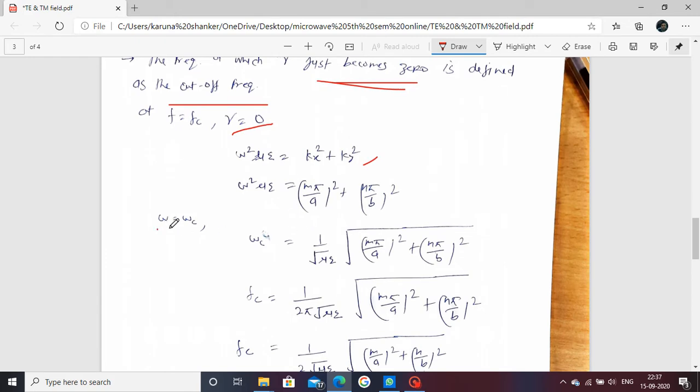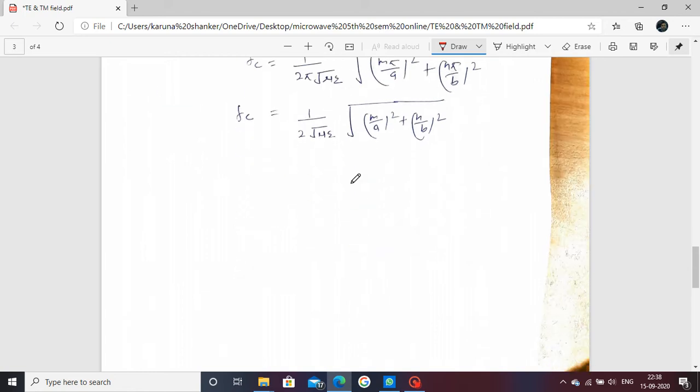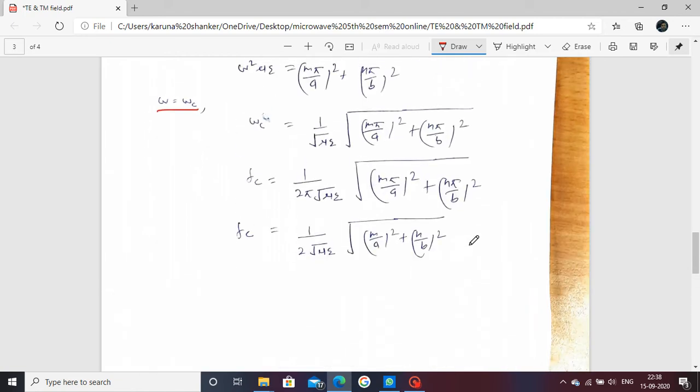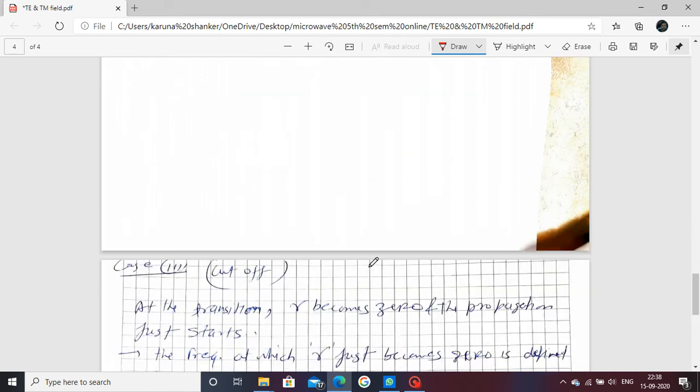Now we consider omega equal to omega c, the cutoff frequency. Arrange this in form. Now b pi is common under the root, so cancel out pi and arrange again. This is your cutoff frequency. Now suppose in free space mu is equal to mu naught and epsilon is equal to epsilon naught. Now put the mu naught and epsilon naught values.